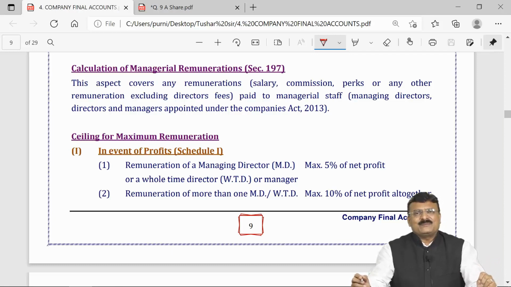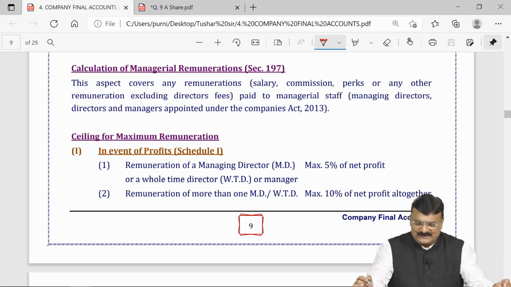For this purpose, the companies are classified in 2 parts: those companies which are profit-making and those which are loss-making. For those which are profit-making, their managerial remuneration depends upon a certain percentage of net profit. Section 197 and Section 198 of the Companies Act 2013 deal with it. Section 197 defines what is the limit, and Section 198 defines what is net profit for the purpose of managerial remuneration.